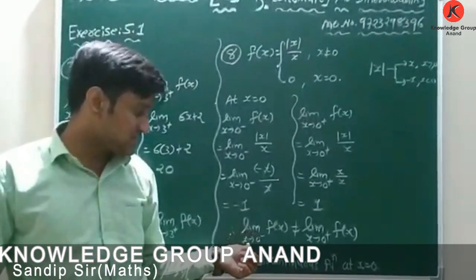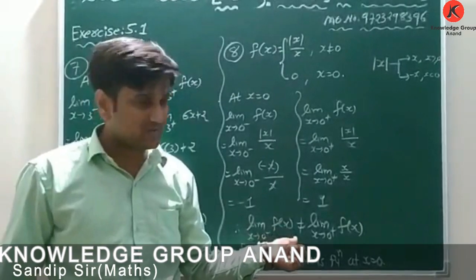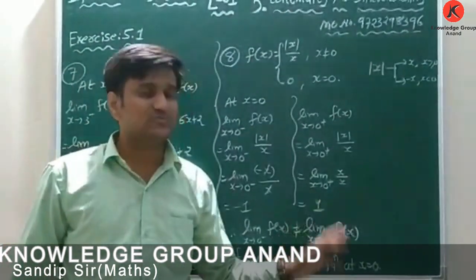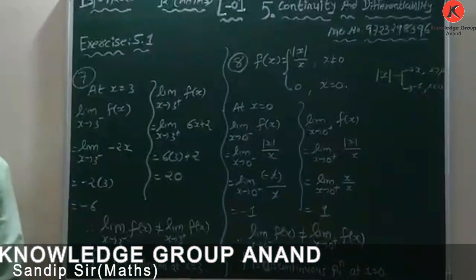So limit x tends to 0 minus f of x is not equal to limit x tends to 0 plus f of x, so f is a discontinuous function at x is equal to 0.